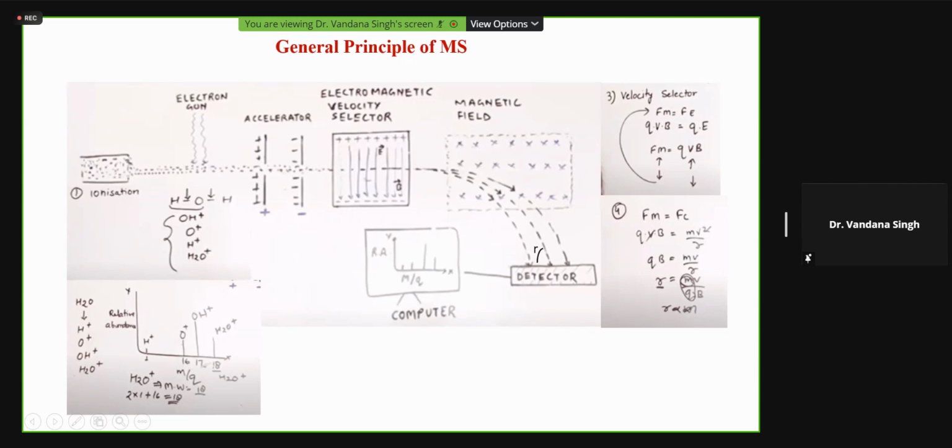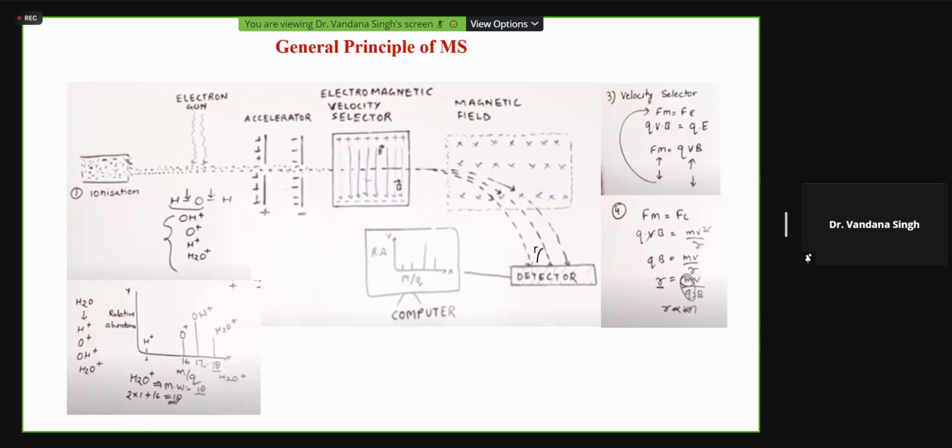Now these charged particles will reach a velocity selector, where the particles which have a certain velocity can pass through this selector region, and the rest of them are blocked. It actually has the electric field as well as the magnetic field.